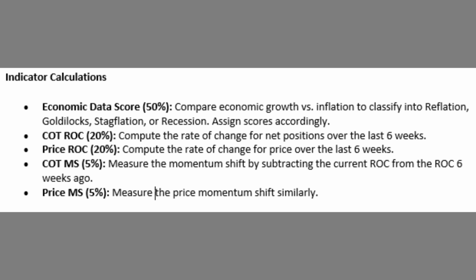Compute the rate of change for net positions over the last 6 weeks. Price ROC, 20%. Compute the rate of change for price over the last 6 weeks. COTMS, 5%. Measure the momentum shift by subtracting the current ROC from the ROC 6 weeks ago. Price MS, 5%. Measure the price momentum shift similarly.